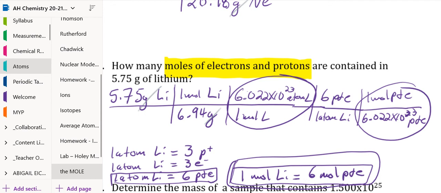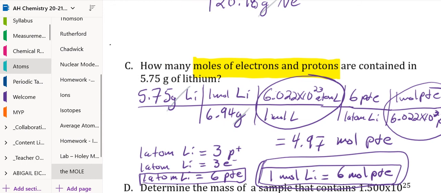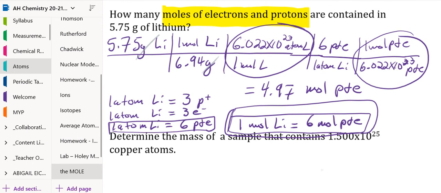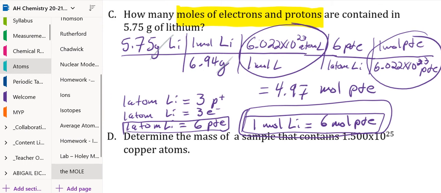So what do we get? Good. I got 4.9. Did I type it wrong? Yep, I typed it in wrong. 4.97 moles of protons and electrons. Okay, we will stop here for today.